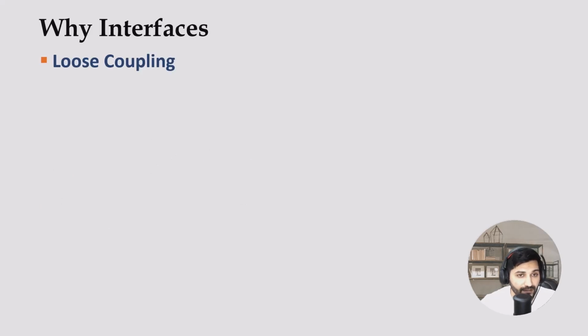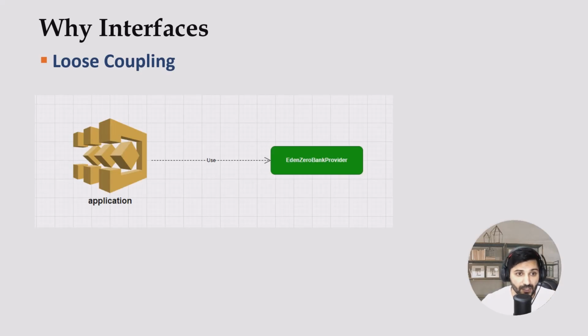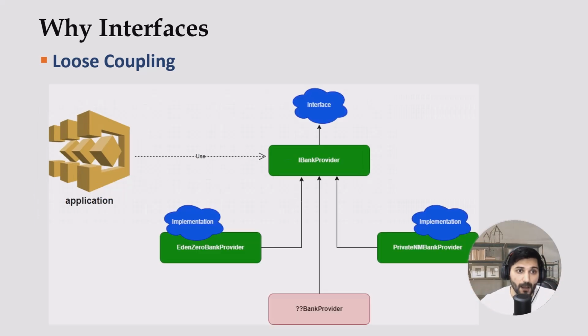So why interfaces? Using interfaces, we are able to create loosely coupled applications. In our scenario, we have an application and we have the Eden0 bank provider. It is actually a concrete class. And when our application directly uses the Eden0 bank provider, it means we have tight coupling between the application and the class. But if we want to change this communication, if we want to create a loosely coupled mechanism between our application and our class, we use interfaces or abstract classes.